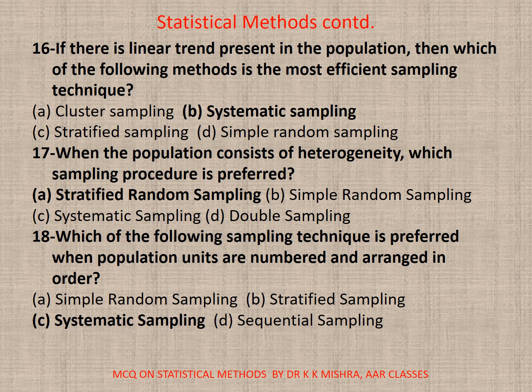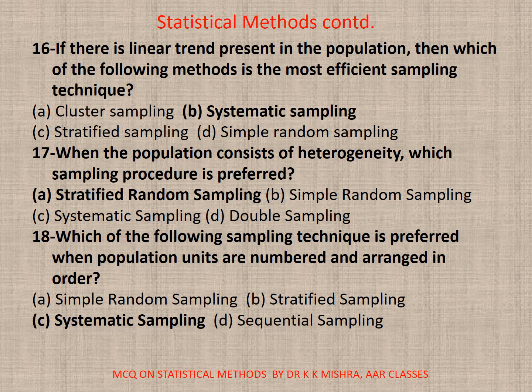17. When the population consists of heterogeneity, which sampling procedure is preferred? A. Stratified random sampling, B. Simple random sampling, C. Systematic, or D. Double sampling. Correct option is A. Stratified random sampling.